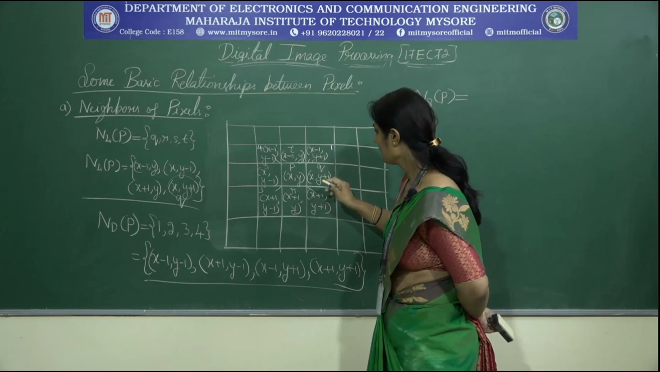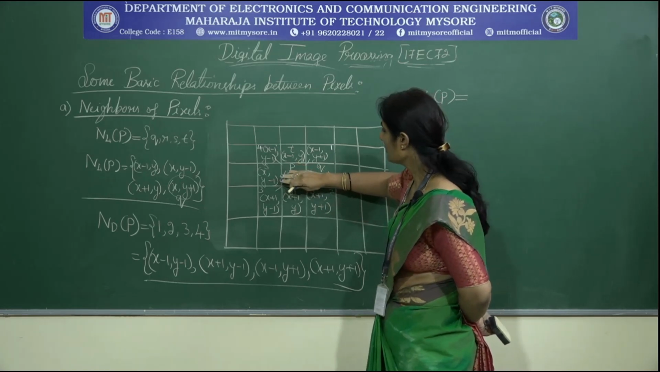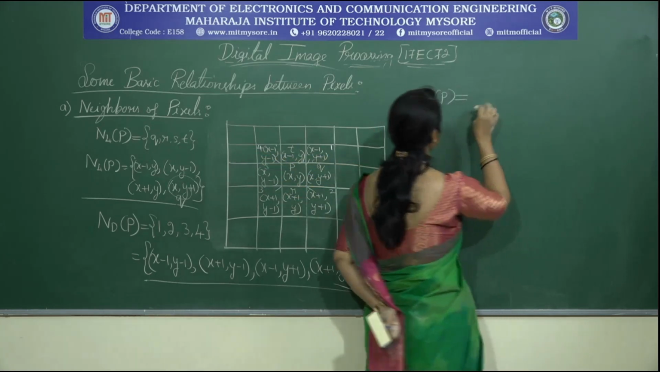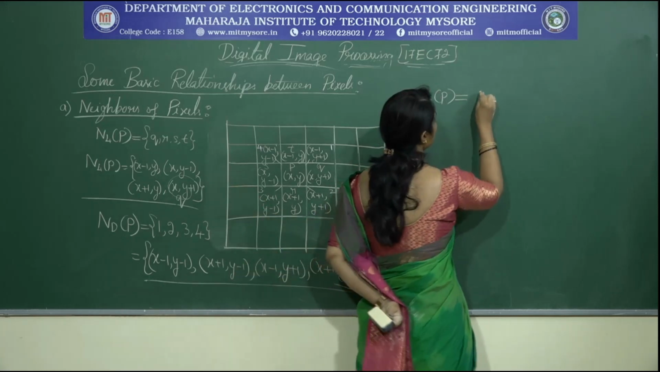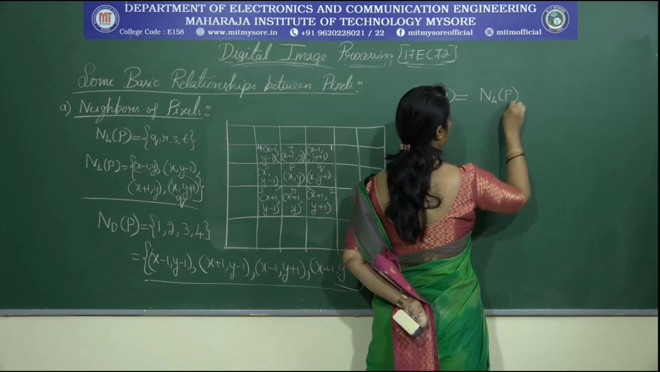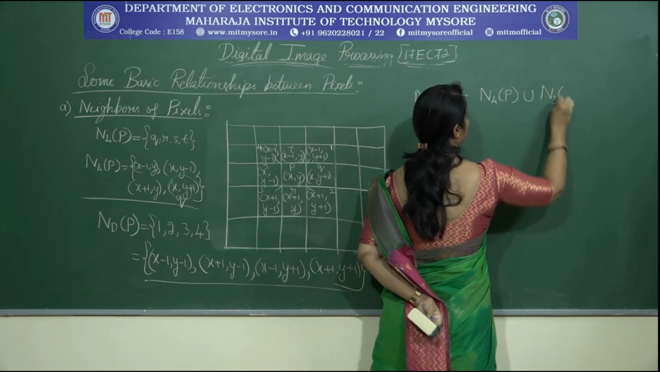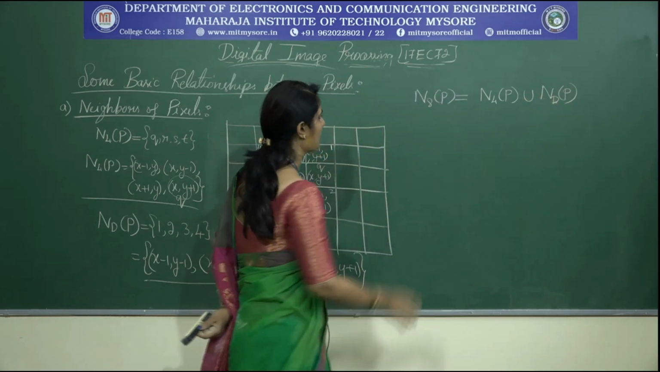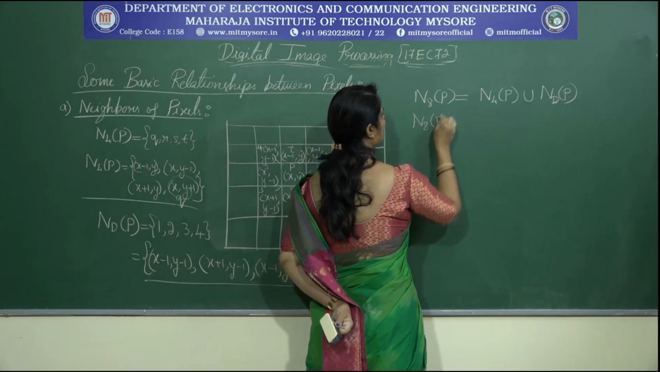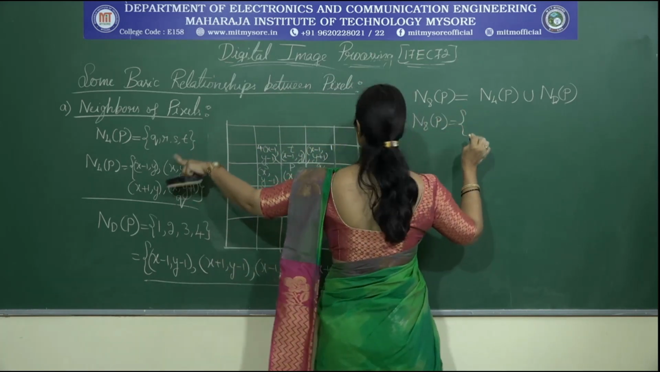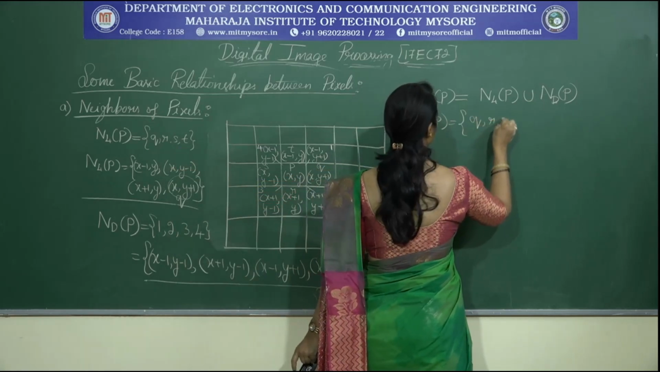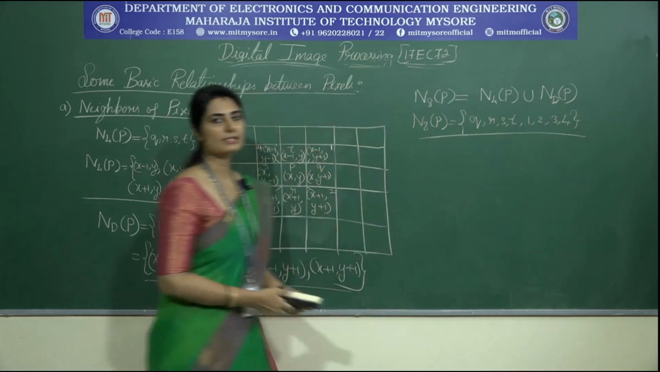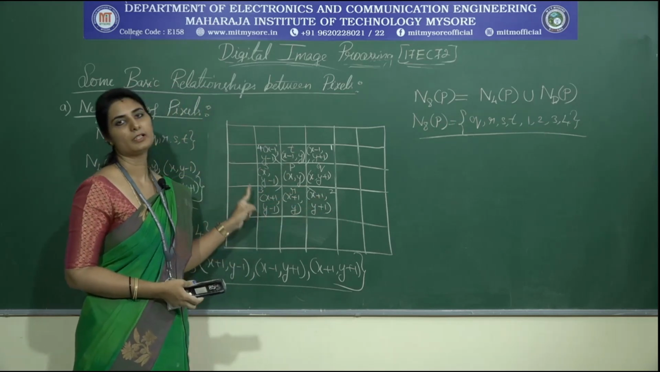8 neighbors of P means it is the combination of 4 neighbors of P plus the diagonal neighbors of P. That means if at all we talk with respect to sets, it is equal to 4 neighbors of P union diagonal neighbors of P, which is nothing but 8 neighbors of P. So this 8 neighbors of P is a set which includes Q, R, S, T, 1, 2, 3, 4. So this is what is 8 neighbors of P.